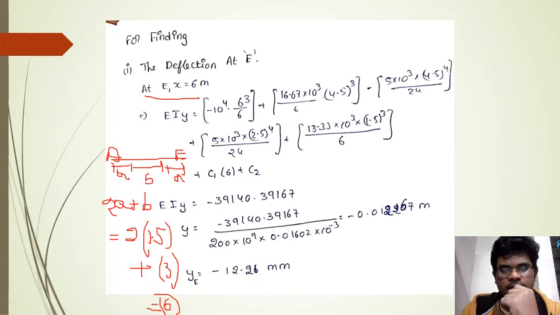Now substituting the value of x is equals to 6, and since we are finding deflection, we are going to use the equation for EIY. Here, substituting the value, we will get the y as minus 12.26 mm.